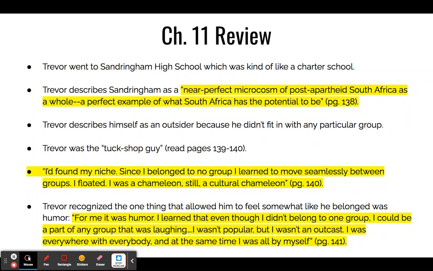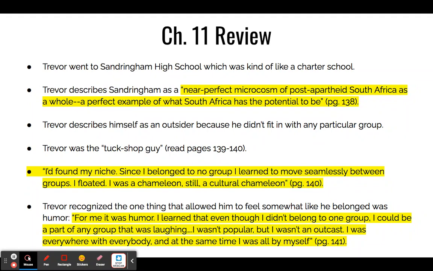He's talking about being in high school and how Sandringham was kind of like a charter school, or what we would know as a charter school. He describes it as a near-perfect microcosm of post-apartheid South Africa as a whole, a perfect example of what South Africa has the potential to be, with the diversity and all the different groups.